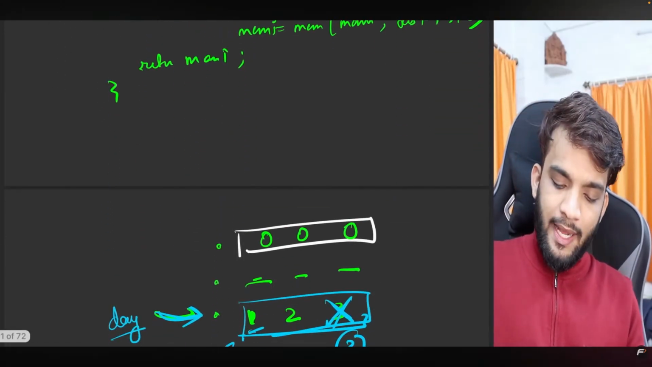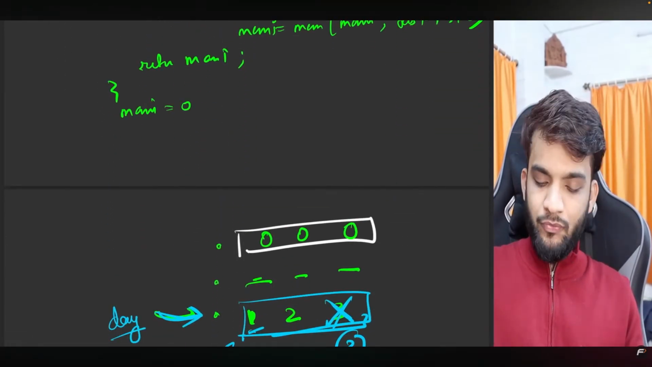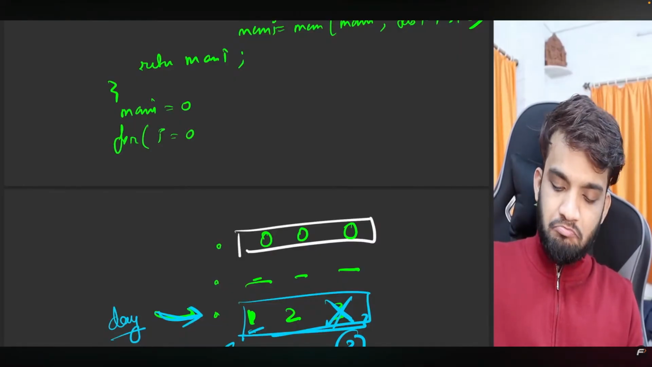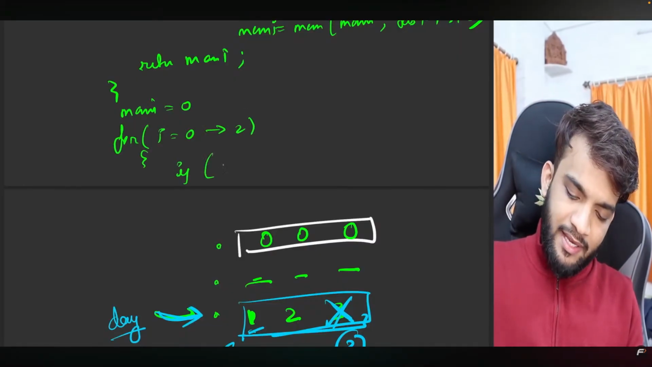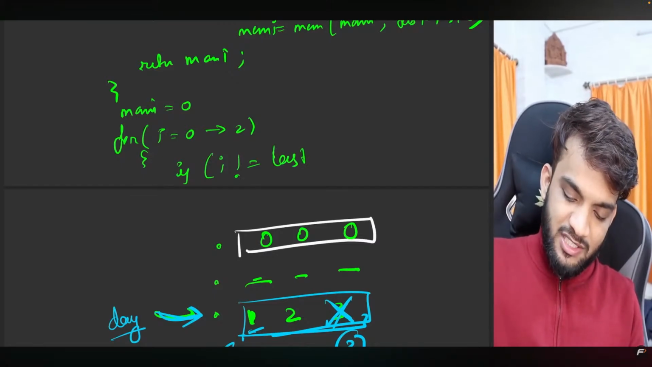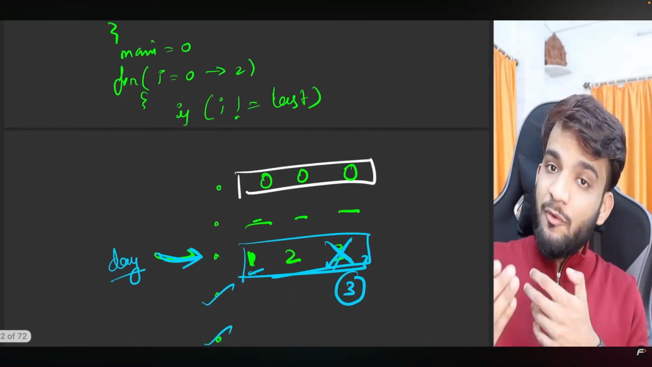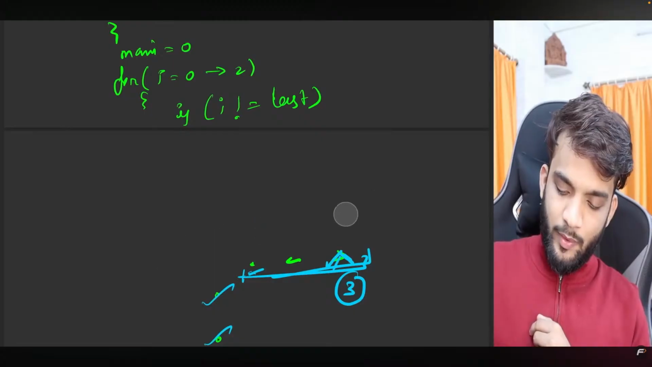So I'll say it's the same thing again. I'll keep maximum as 0. And I'll similarly run a loop from I equal to 0 till 2. And I will say, if I is not equal to last, that means if you have not performed this task on the last day, then you can perform this task. Now, I'll just case this because you've understood this quite clearly now.